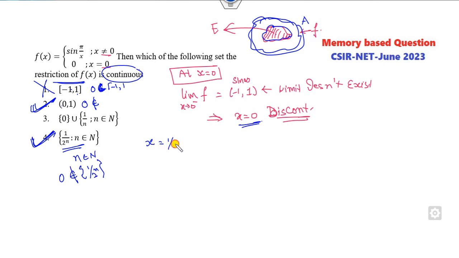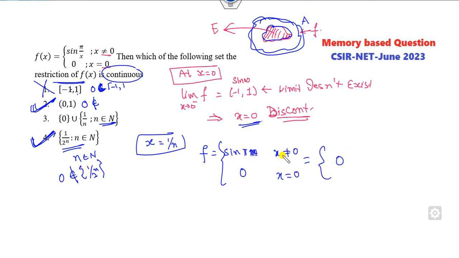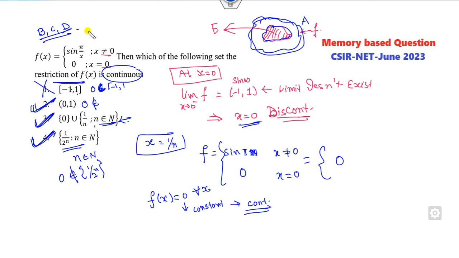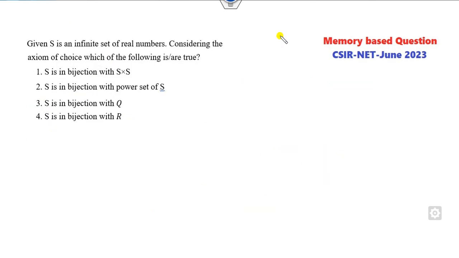So at x is 1 by n, when n is my natural number, what is my f(x)? It is sine pi x when x is non-zero, and when x is 0, what is the value of the sine and pi? It is always 0. So f of x is 0 for all x, and this 0 is a constant function. Every constant function is continuous. So on this domain the function is constant, so it's continuous as well. So the right answer is B, C and D are continuous functions. That's very simple. Again, you have to think about the restriction of this continuous function.